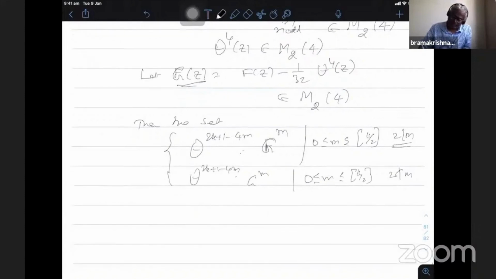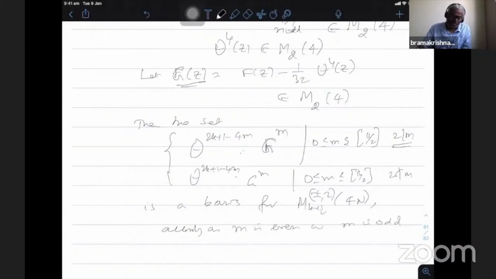The set is a basis for M_{k+1/2}^{±,2}(4N) according as m is even or m is odd. So m even means plus comma 2, odd means minus comma 2.